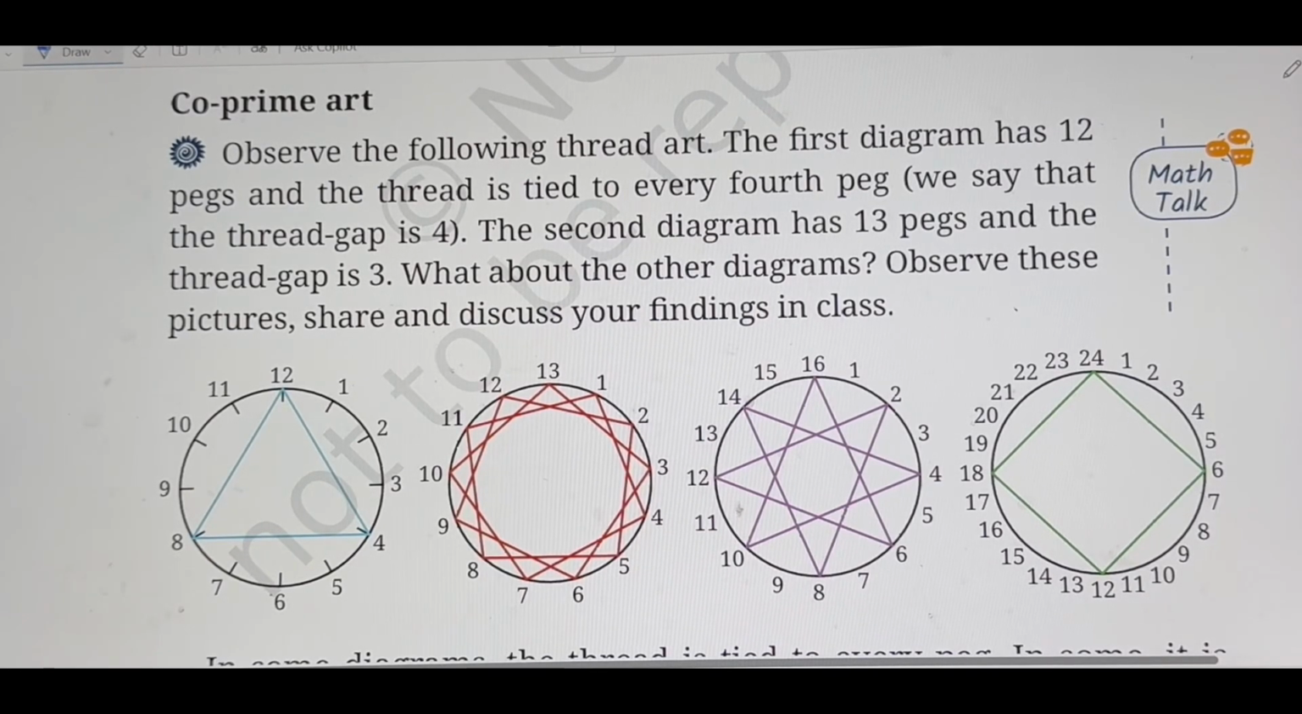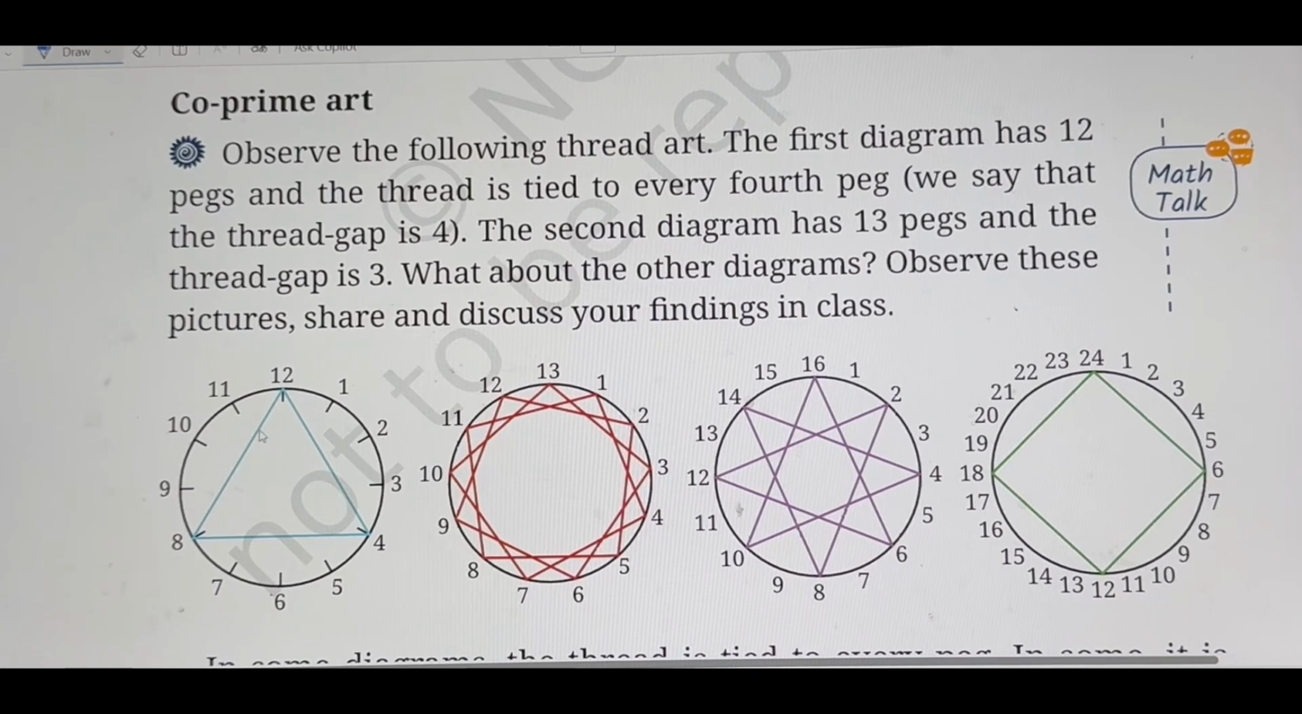In this video, we are going to continue with chapter number 5, Prime Time of grade 6 mathematics of the new NCERT textbook, Ganit Prakash. And we are going to learn some co-prime art. So let us observe the thread art given in all the 4 diagrams over here. We need to just see the thread gap.